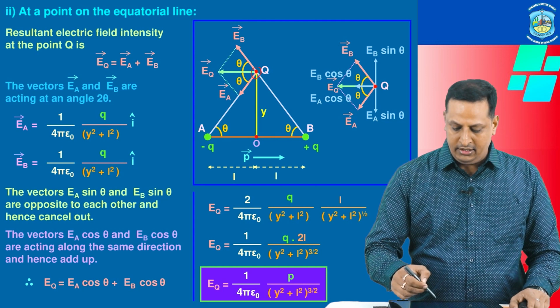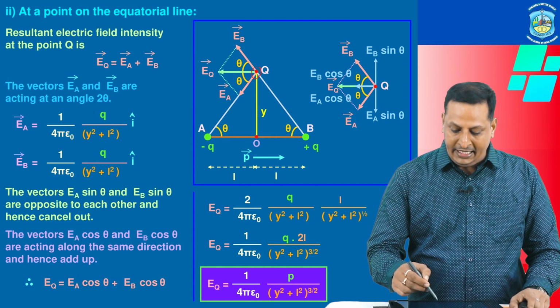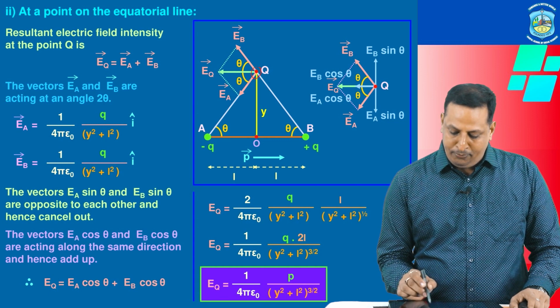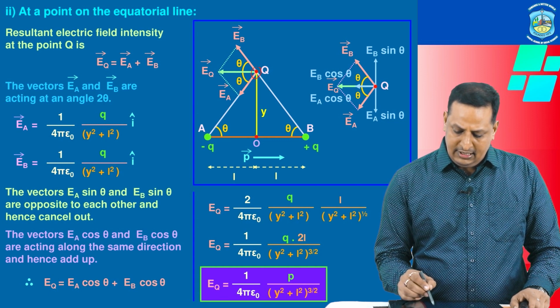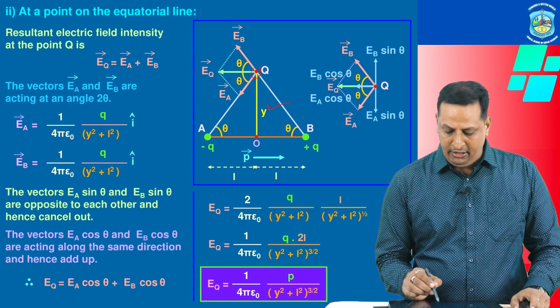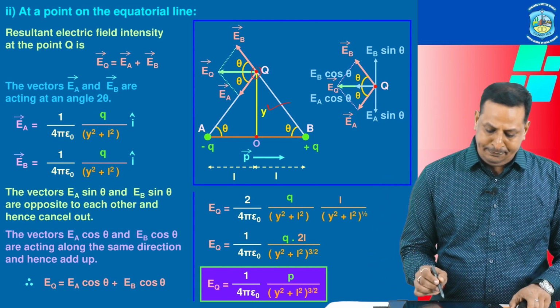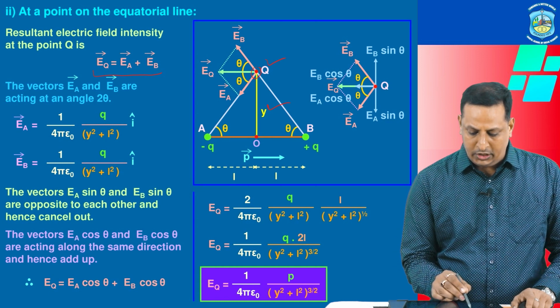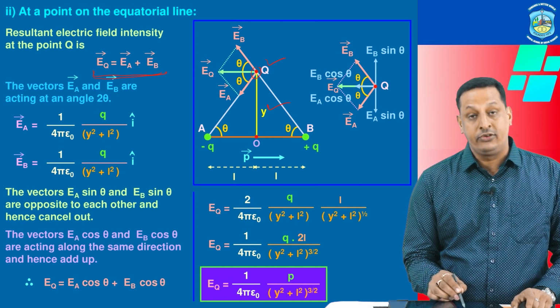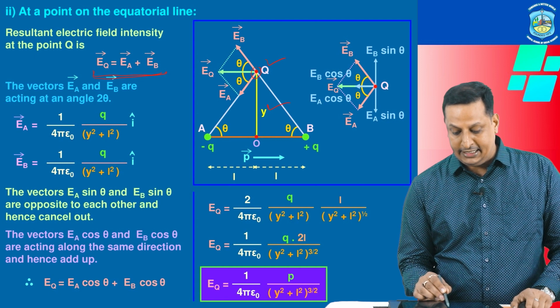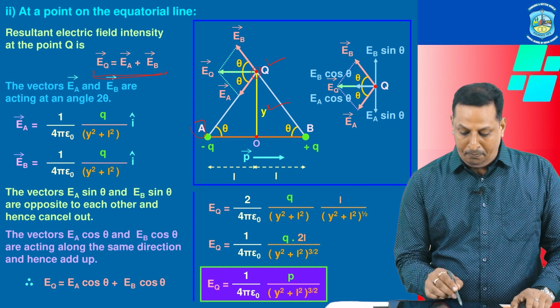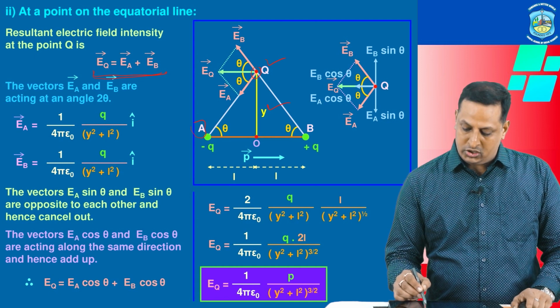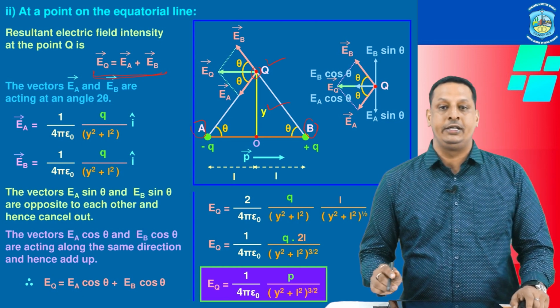Now, in the next PPT, we are having an electric dipole and we have to calculate the expression for the electric field at an equatorial position, that is a point which lies on a perpendicular bisector of the dipole. Let the point of observation lie at a perpendicular distance of y from the center of the dipole. Then the resultant electric field at this point Q, that is E_Q, can be written as the electric field produced by the charge which lies at point A, plus the electric field which is produced by the charge which lies at point B.